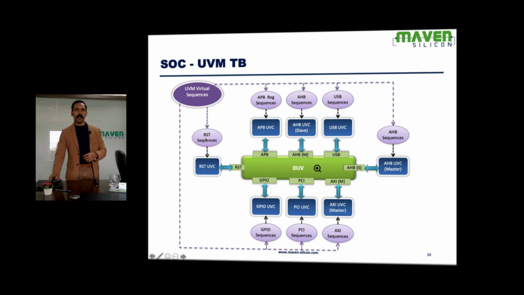Here, reset UVC comes along with reset sequences, APB UVC comes along with APB sequences, AHB with AHB sequences, USB with USB sequences. So every UVC has got its own sequence. As a system level verification engineer, what I'm going to do at the top is write only the virtual sequence. Virtual sequence is nothing but sequence of sequences. So I'm going to define how to drive all these sequences. Which sequence has to be driven at what time? That's what I'm going to define as part of the virtual sequence.